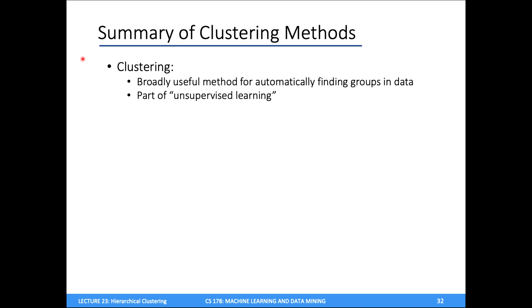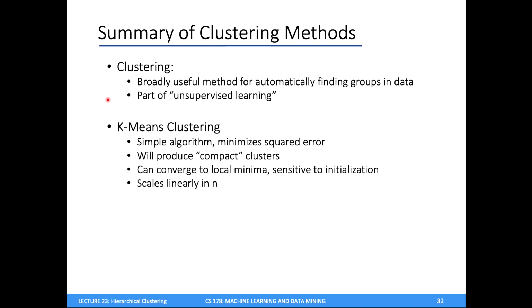Okay, so let's summarize all the clustering methods we've seen so far. Clustering, again, is this idea of automatically finding groups in unlabeled data, and this is an unsupervised learning technique. We've seen k-means quite a few times at this point. This is a really simple algorithm that minimizes the squared error distance function. It produces compact clusters, or rather clusters that have a linear boundary between them. And this is one of the main limitations of k-means, this linear boundary between the clusters.